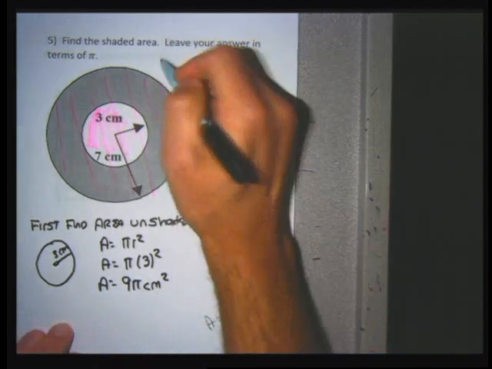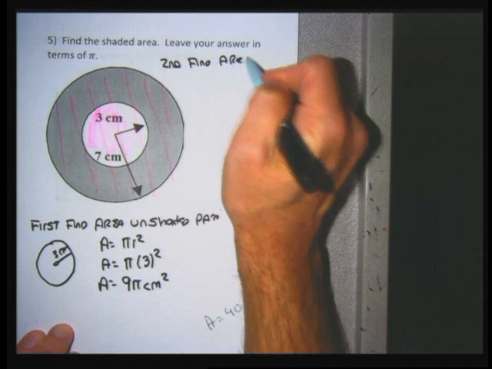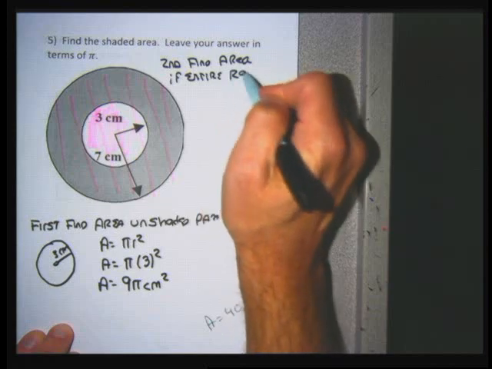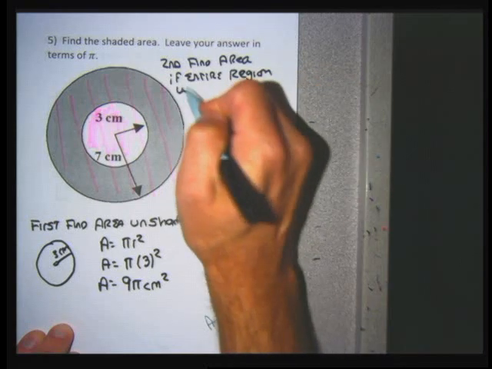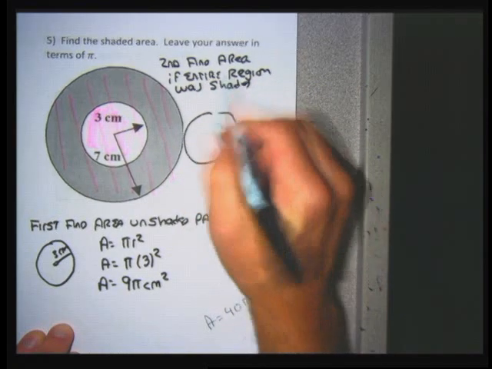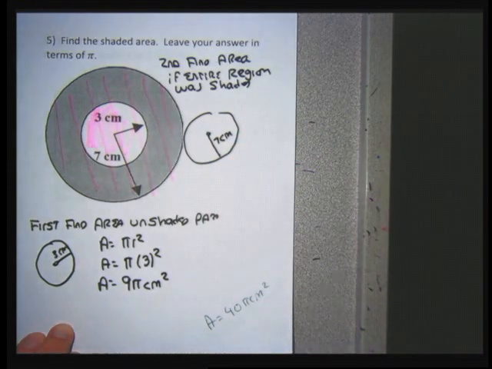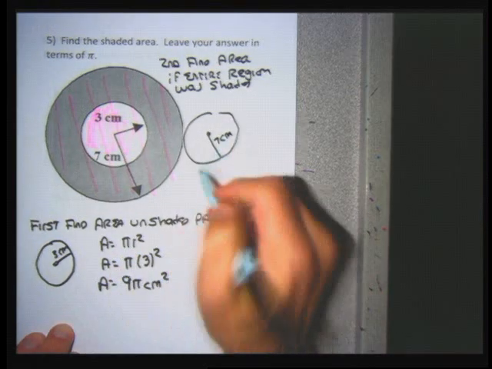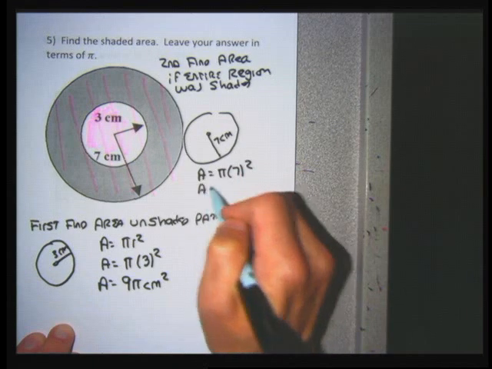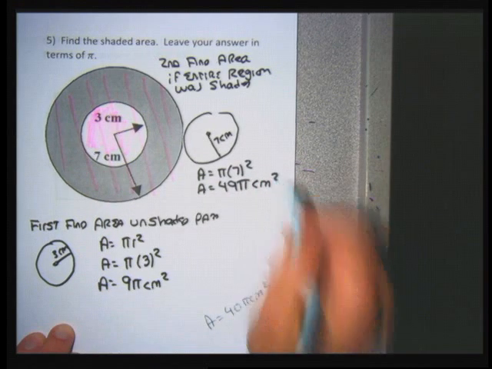The second, find the area if the entire region was shaded. And that would be the bigger circle that has a radius of 7 centimeters. Same area formula. The area for this is going to be pi times 7 squared, and that's going to be 49 pi for the numerical part, and the units are going to be centimeters squared.